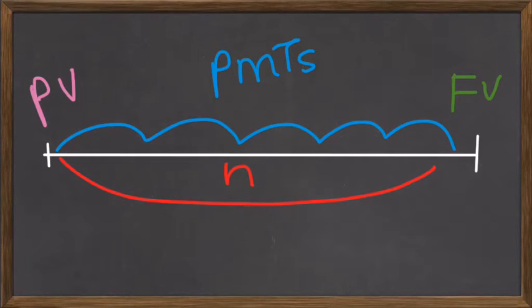IFRS 16 leases, initial measurement of the lease liability in the books of the lessee. The following variables will be used for purposes of determining the present value of the lease payments. The initial measurement of the lease liability is at the present value of the lease payments. We have already looked at determining the payments variable.